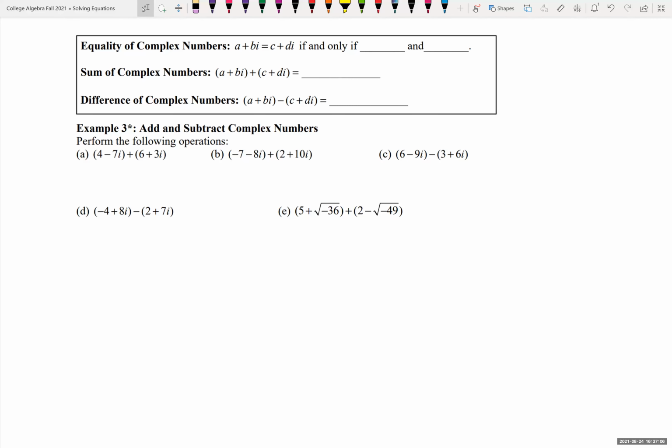Okay, so looking at the following, we have equality of complex numbers. It tells me that if we have a plus bi is equal to c plus di, this is if and only if a is equal to c. So the real parts are equal to each other on each side, and the imaginary parts are equal to each other, and b is equal to d.